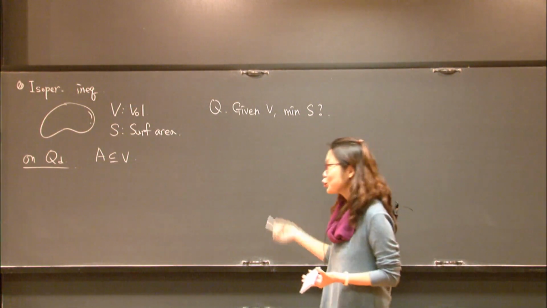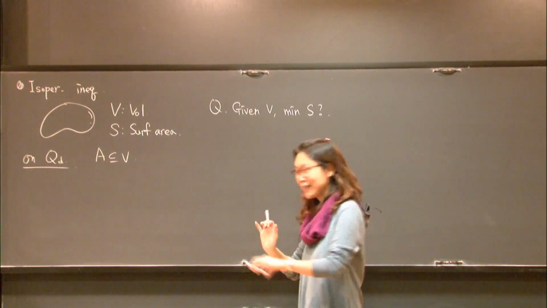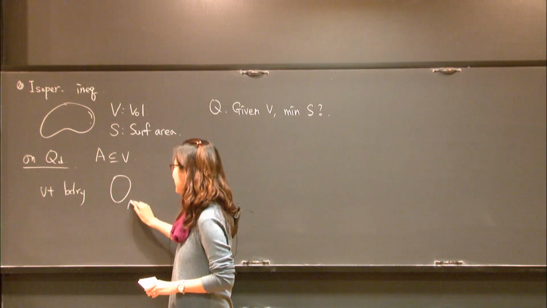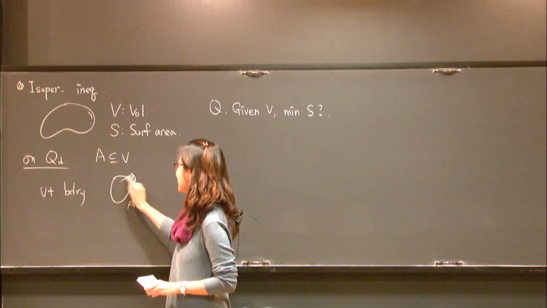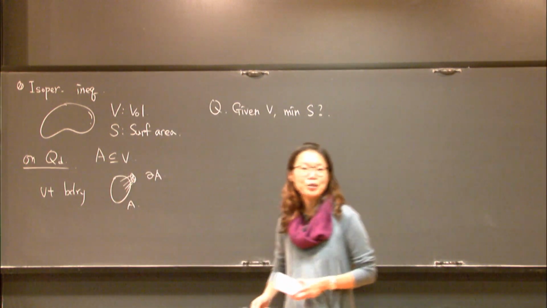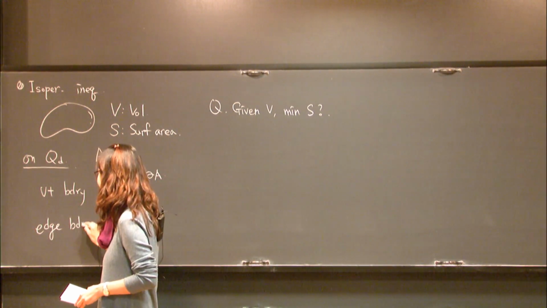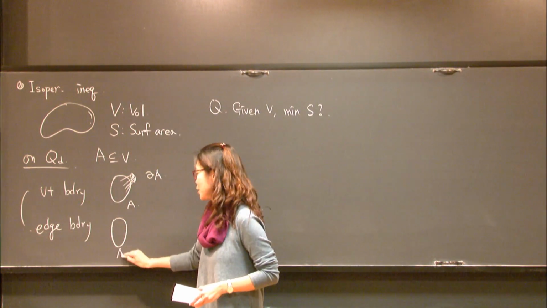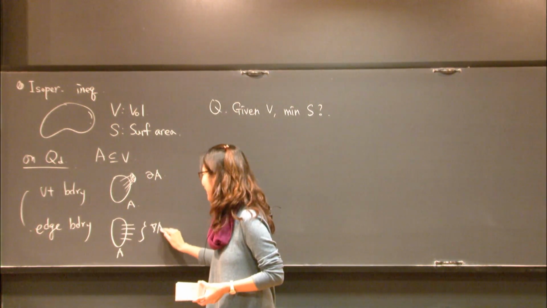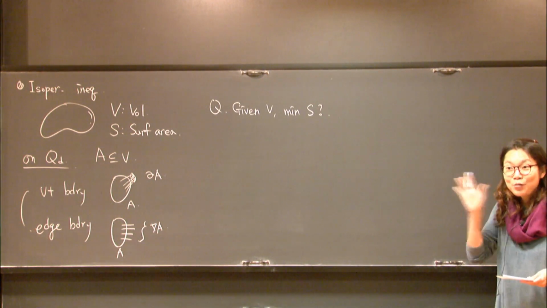Usually we use two notions for the surface area: the vertex boundary and the edge boundary. The vertex boundary of A is the set of vertices which are adjacent to A, and we write partial A for this vertex boundary of A. And the edge boundary is the set of edges between A and its complement. And we write nabla A for the edge boundary of A. Okay? Are there any questions?